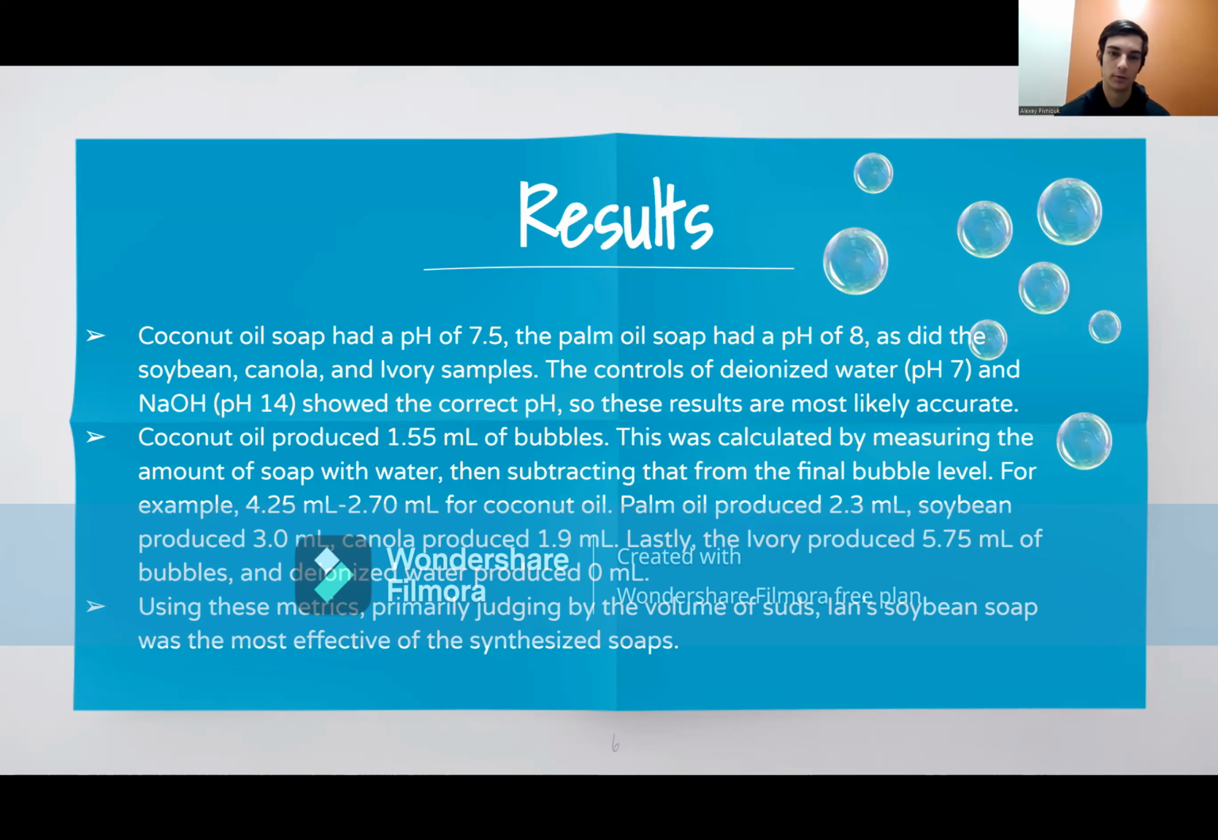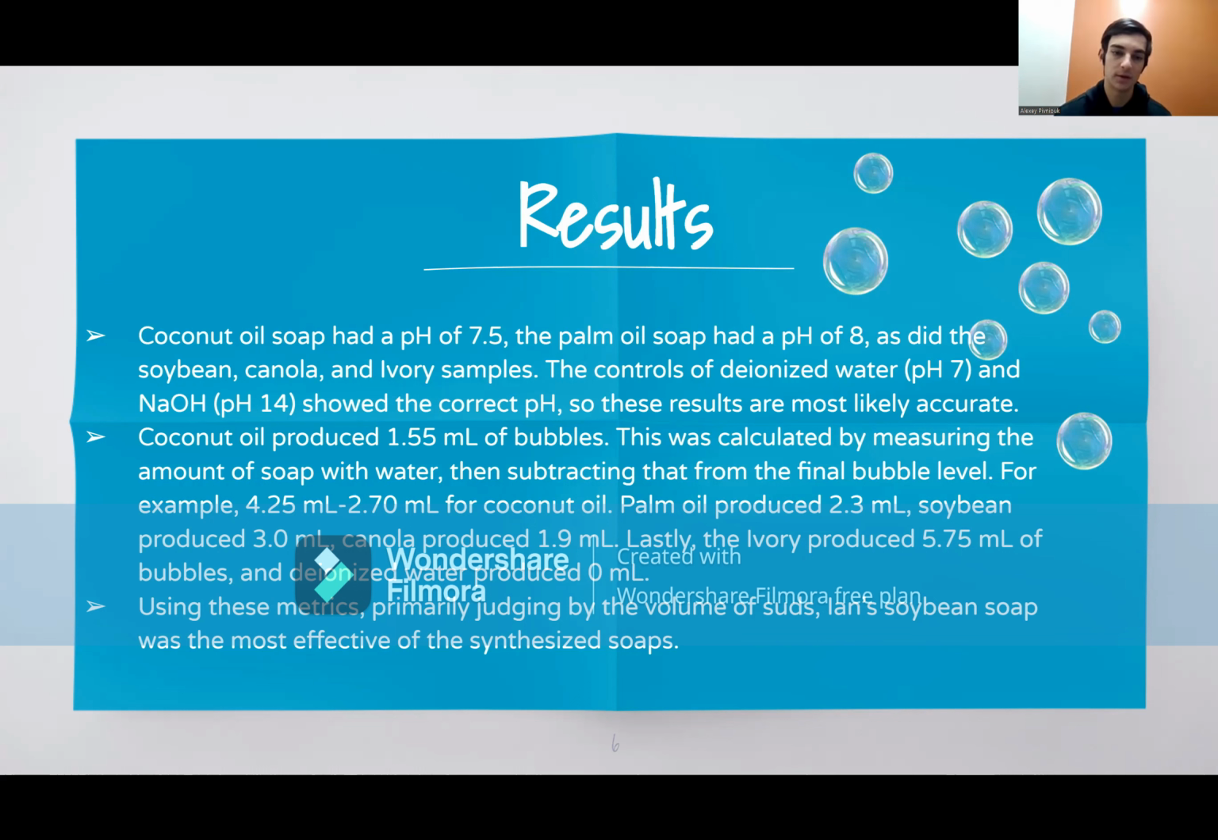Moving on to our results, you can see that coconut oil soap had a pH of 7.5, whereas the palm oil had a pH of 8, as did the soybean, canola, and Ivory soap samples. Our controls, which were deionized water and sodium hydroxide, showed the correct pH, so the results for the soaps are most likely accurate.